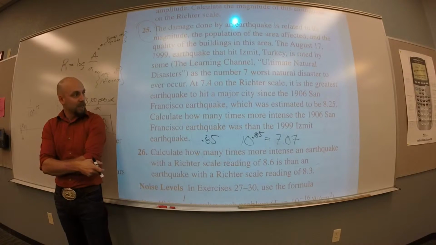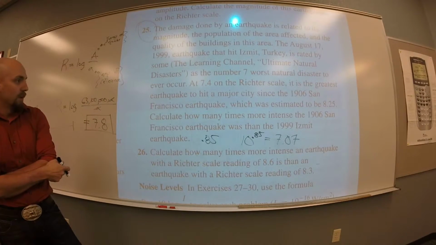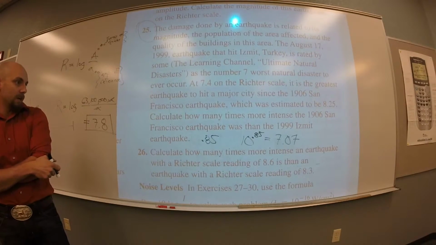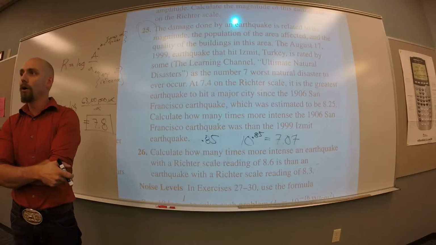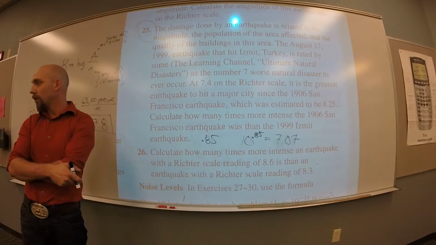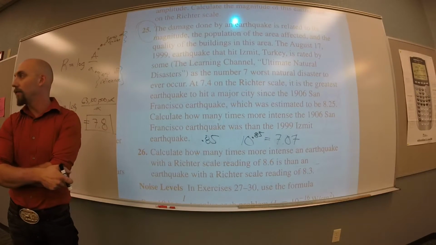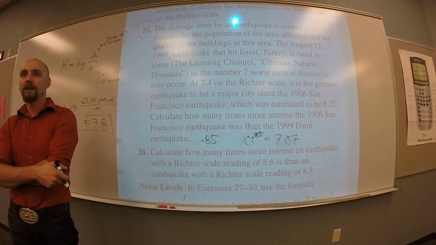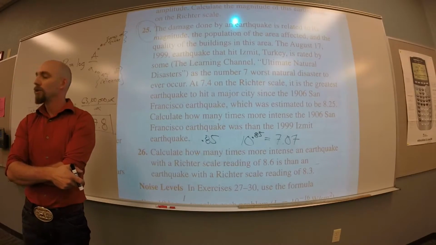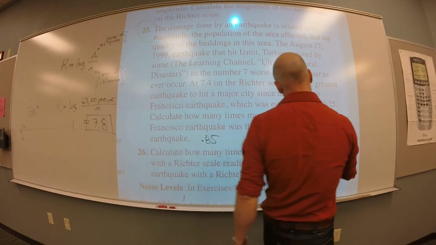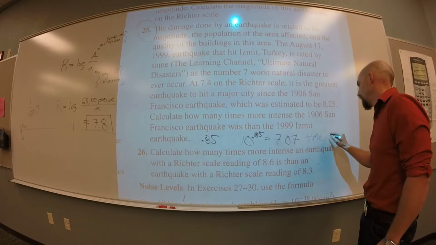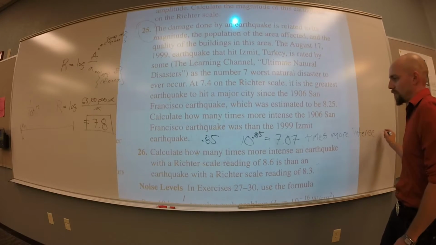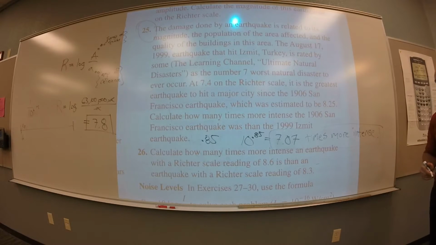Okay, so what do I say? Calculate how many times more intense the 1906 earthquake was than the 1999 Izmit quake. So I found out that they differed, right? The logs differ by 0.85. So the thing must differ by a factor of 10 to the 0.85. So I get 7.07 times more intense. You guys see that?